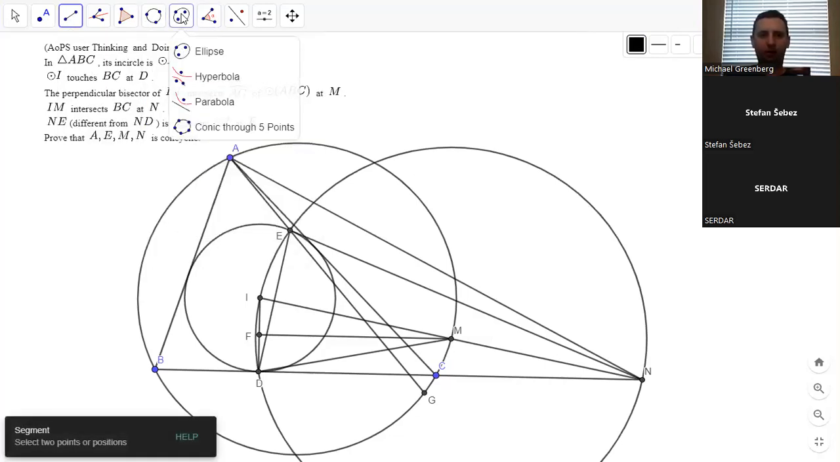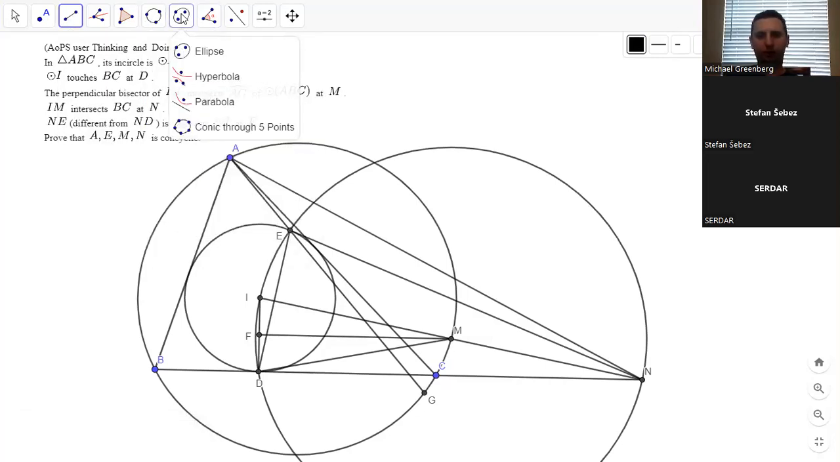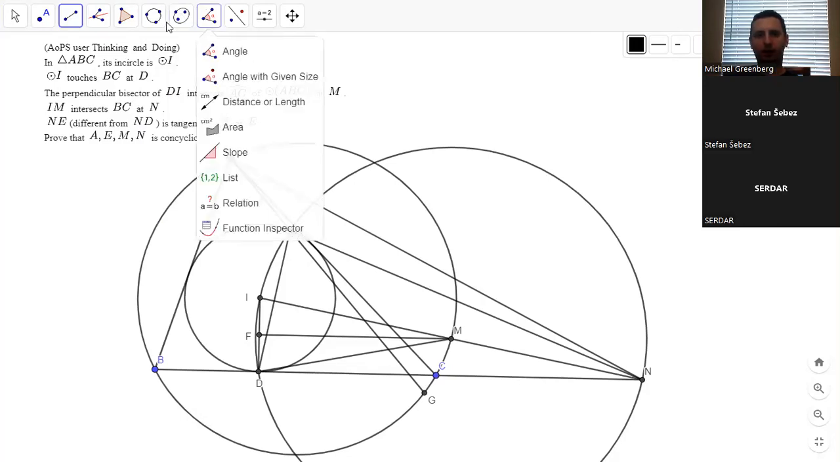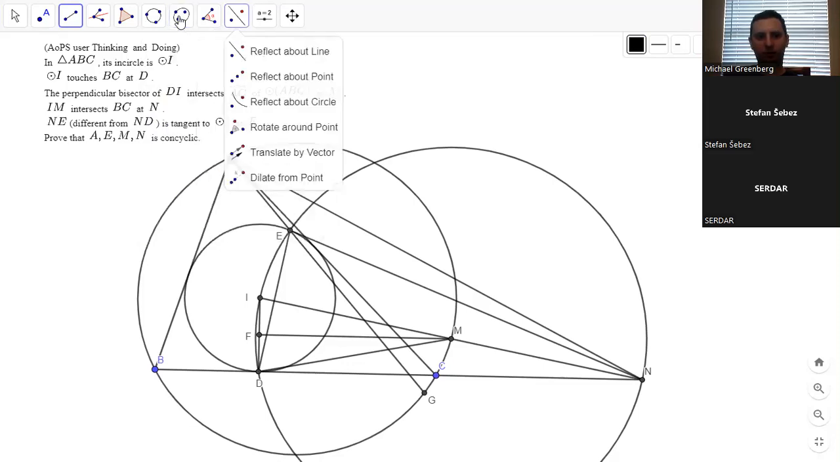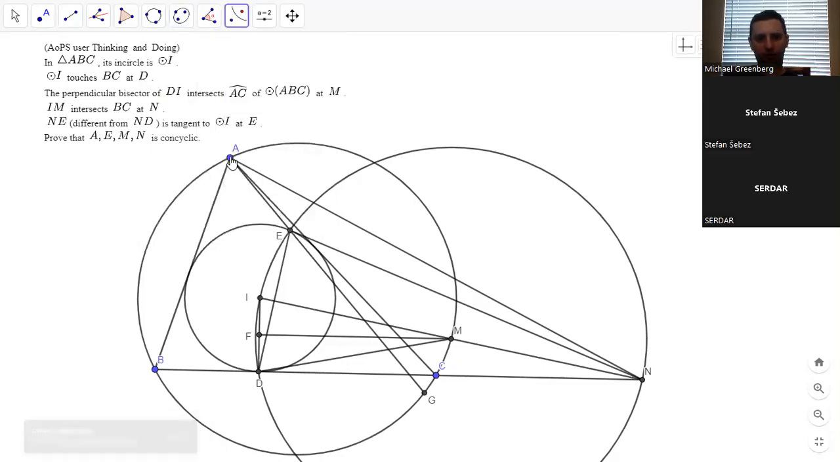Okay, so let's see what we can invert. We want to see where AE goes, so a circle passing through the center of inversion. So N stays at N. N and E remain fixed. Let's see where A goes. Basically we want to show that the inverse of A lies on EN, right? That would solve it, right?